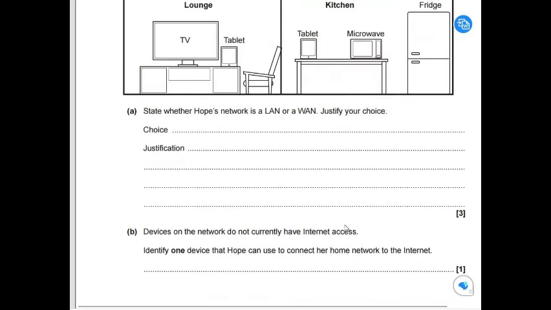B. Devices on the network do not currently have internet access. So we need to identify 1 device she can use to connect the home to the internet. And that device is going to be a router. Because a router will connect 1 or more LANs together. And you can connect your LAN to the internet. So that's what a router will do.